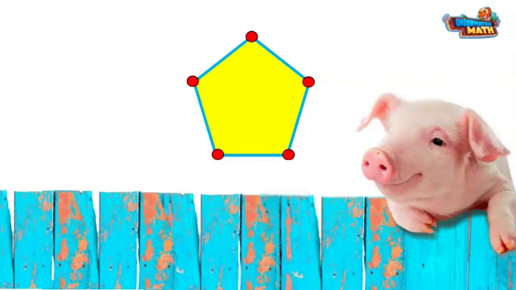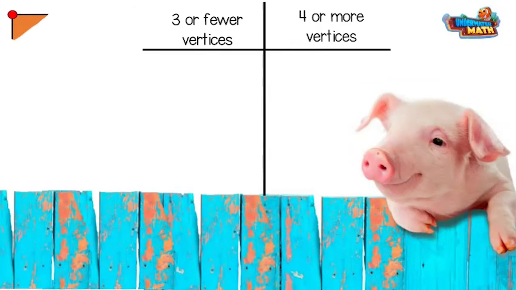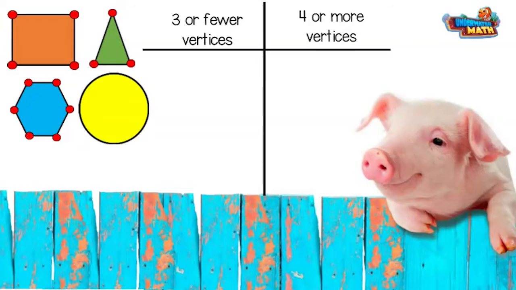A pentagon has 5 sides. The red dots on the pentagon represent the vertices. There are 5 vertices. Here is a group of shapes. I am going to sort them into categories. The headings say 3 or fewer vertices and 4 or more vertices.